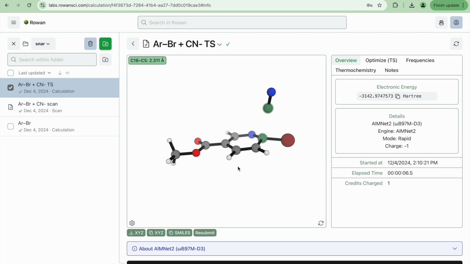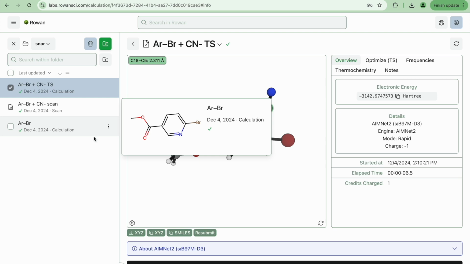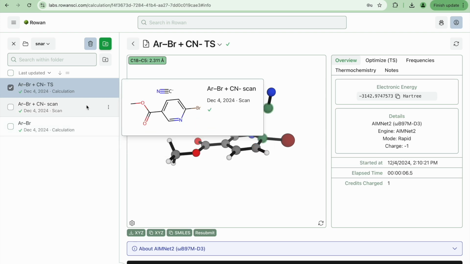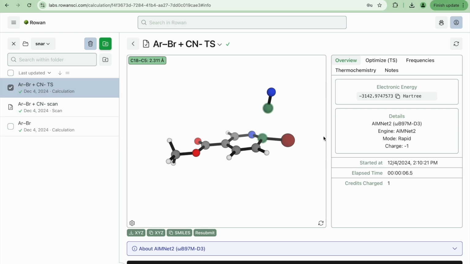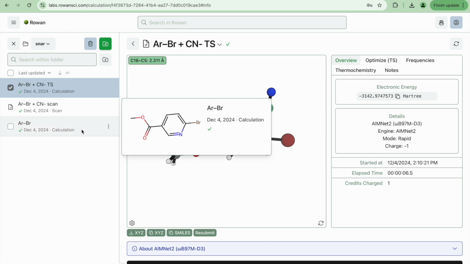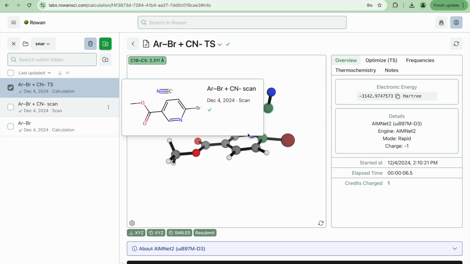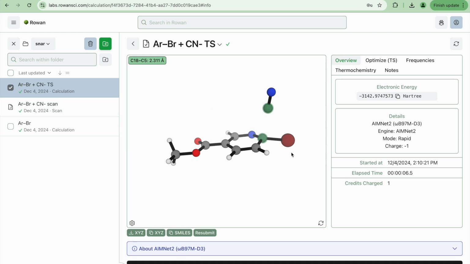And then if we want to actually convert this to an energy barrier, so if we want to make a potential energy surface, we would take this number here, the electronic energy, subtract the energy of the starting material, and then subtract the energy of cyanide. So we'd also want to run a calculation on CN minus by itself. And then the barrier to the reaction would be energy of transition state minus energy of aryl bromide minus energy of cyanide. And that would give us the barrier to the reaction. And we could predict the rate with the Arrhenius equation.